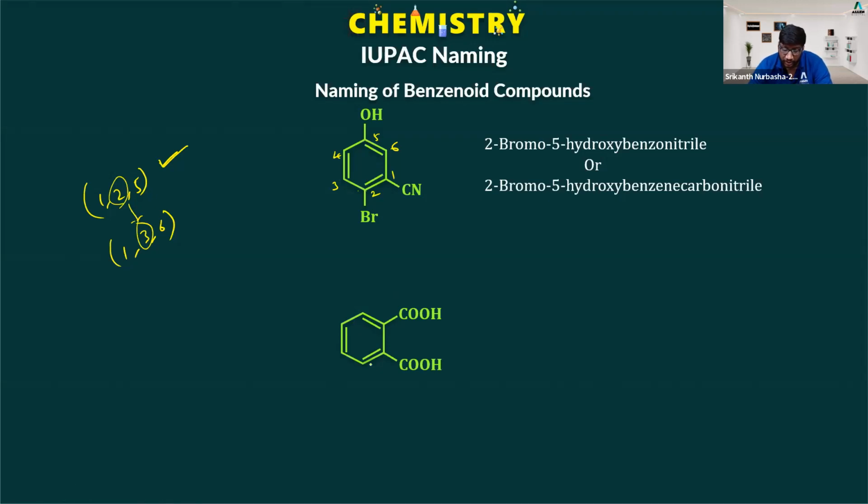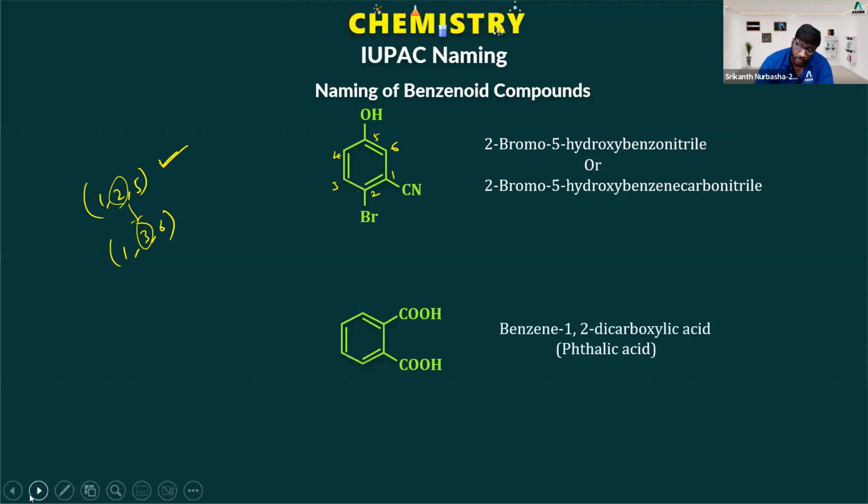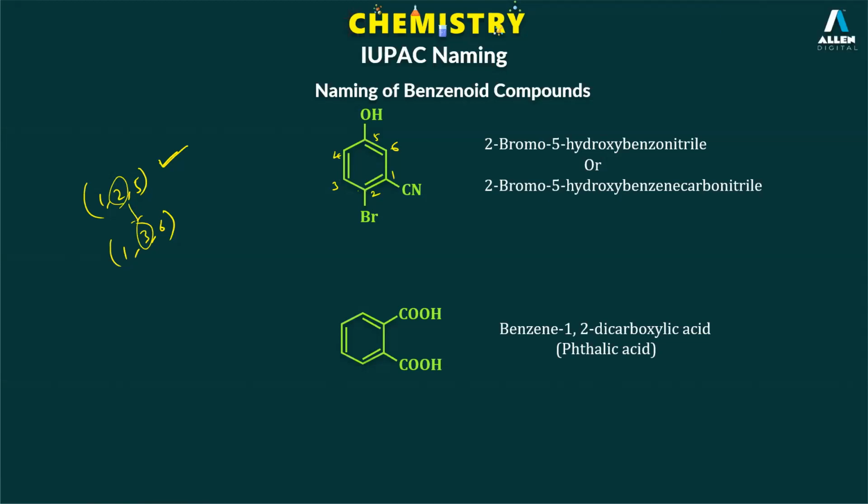So if you have a 6-member ring without any double bonds, like just a cyclohexane, we say cyclohexane-1,2-dicarboxylic acid. Here it is a benzene system, so benzene-1,2-dicarboxylic acid, that is going to be the name. It is also called phthalic acid. Is that clear, students? Yes.